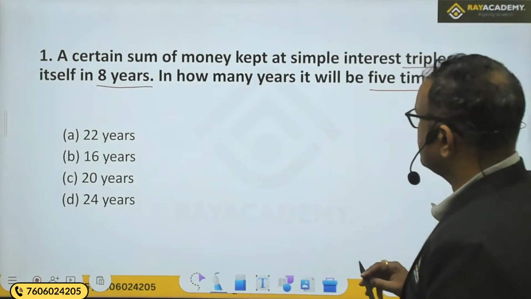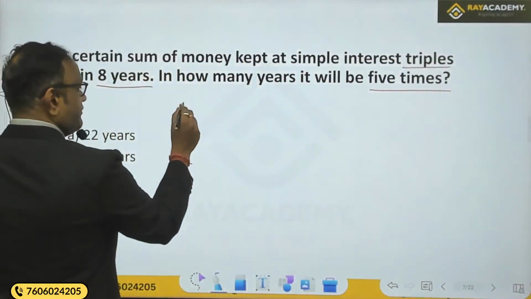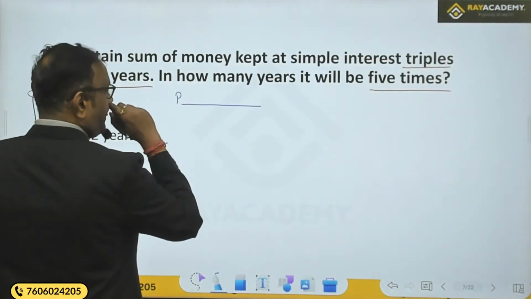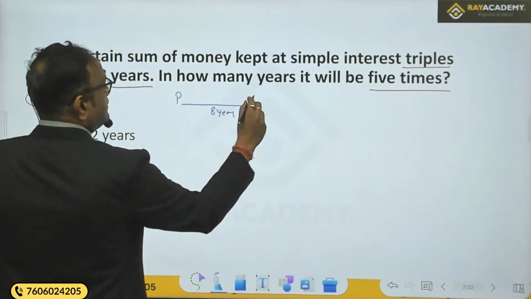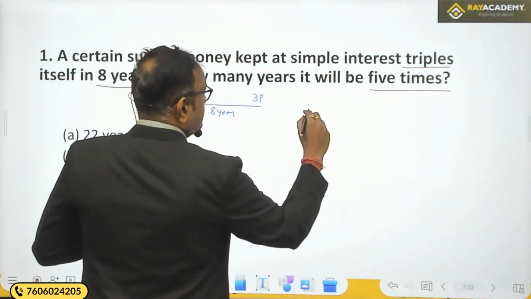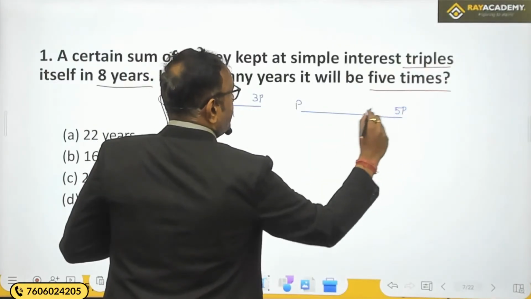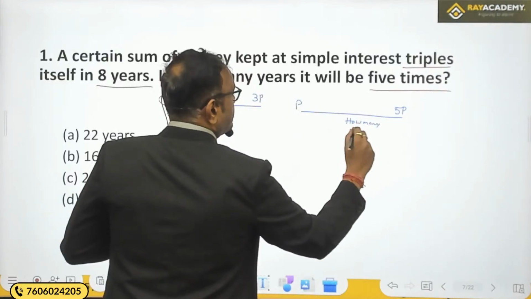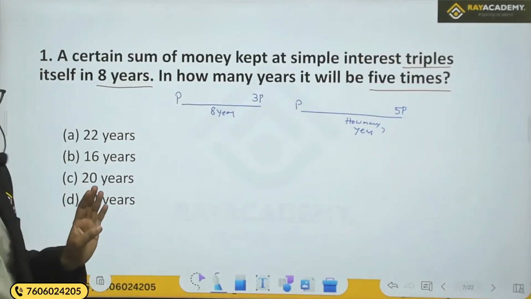Okay. Let us do it first. We will solve by taking the formula. First you draw this. If our principal was P, in 8 years it becomes 3 times, 3P. In the other scenario, if the principal was P, after some time it becomes 5P. How many years? After how many years will it be 5 times? This is the question. Okay, nothing else.